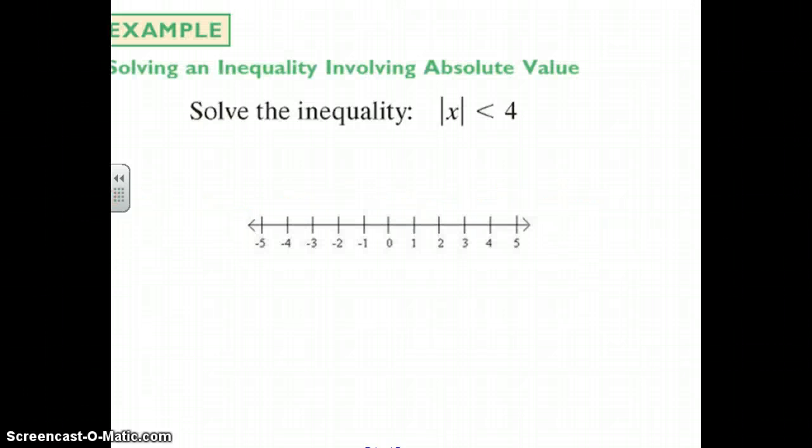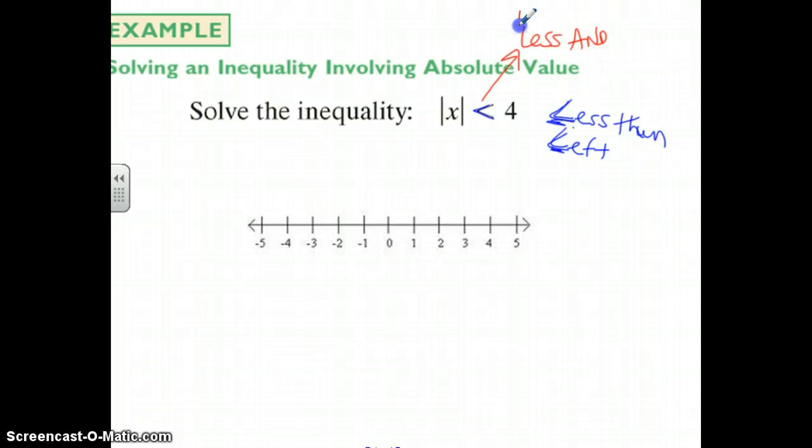So I'm going to be solving some inequalities here. This is a less than sign. Remember, less than points to the left because you can make the word less and left from those less than signs. But I'm going to do a play on words here. We're going to pronounce this from this day forward as less and instead of less than, because I want you to think of this being an and statement.